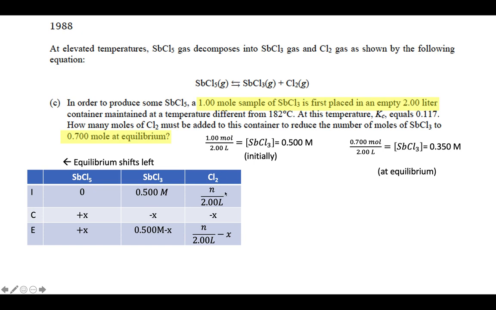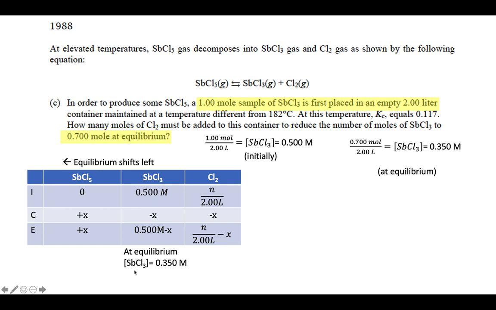The initial concentration of chlorine in the vessel is some number of moles over 2. Now again, that's what the question's asking for. It's asking for the number of moles of chlorine, which we can just write as N in this case. The change for chlorine will be minus X, and the amount of antimony pentachloride will be X. At equilibrium, of course, the concentration of antimony pentachloride will be X. The concentration of antimony trichloride will be 0.500 minus X, and of course the concentration of chlorine will be N divided by 2 minus X.